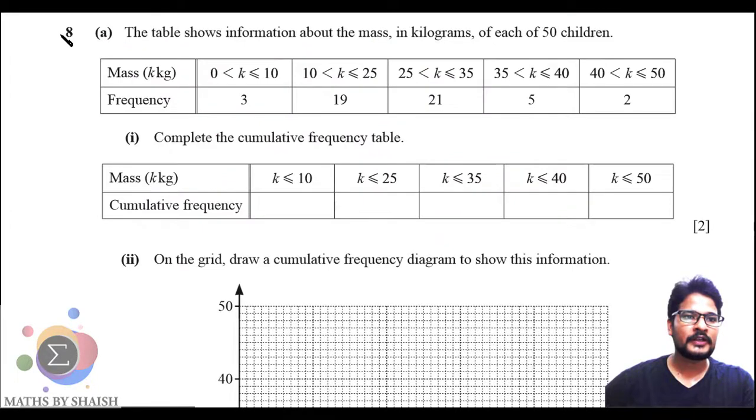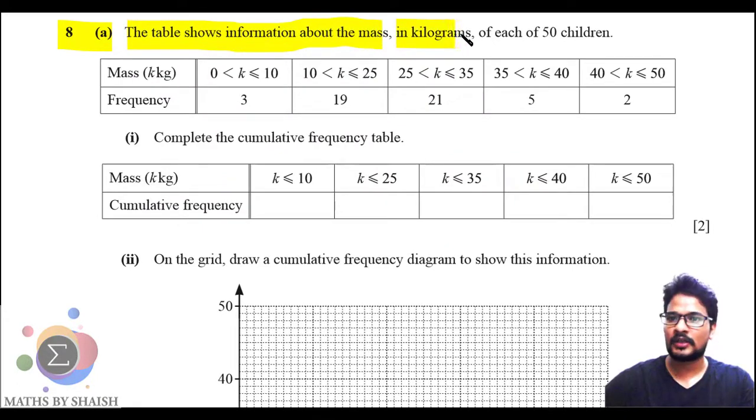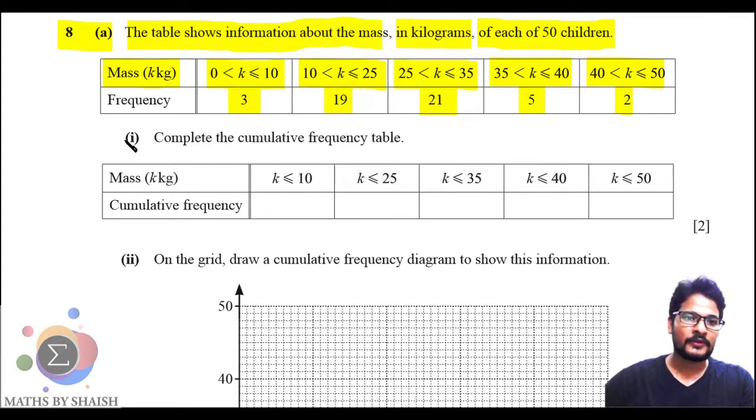Here's the next question, 8th A part. The table shows information about the mass in kilograms of each of 50 children. Mass in kg: 0 to 10, there are 3; 10 to 25, there are 19 children; 25 to 35, there are 21 children; 35 to 40, there are 5 children; and 40 to 50, there are 2 children. So the first part is to complete the cumulative frequency table.